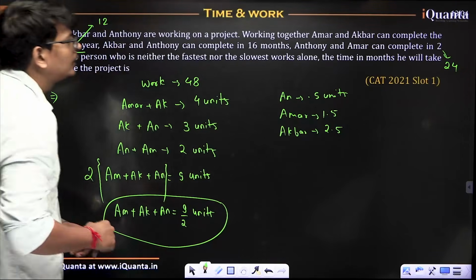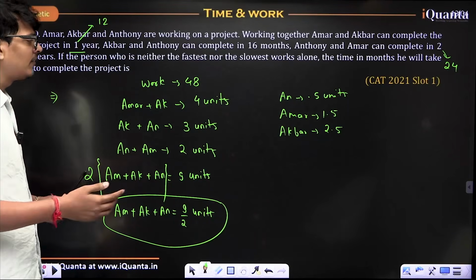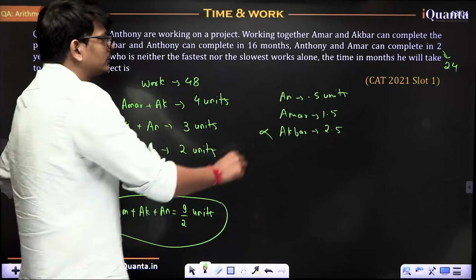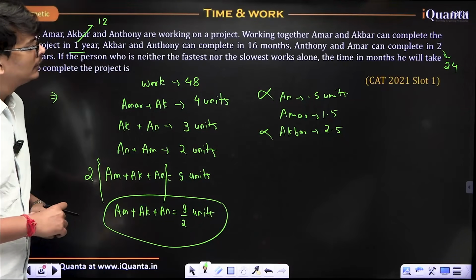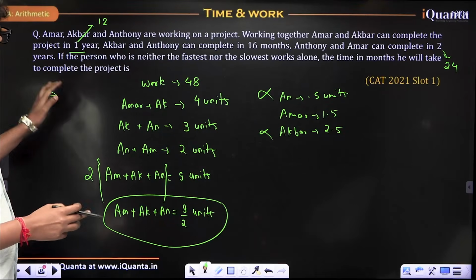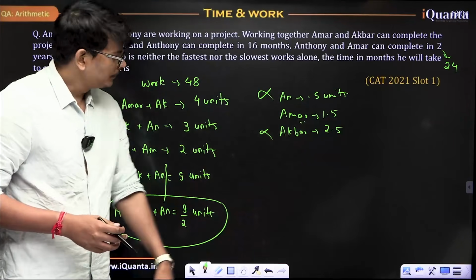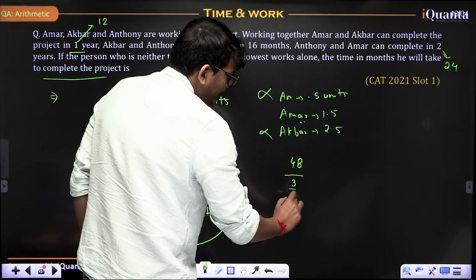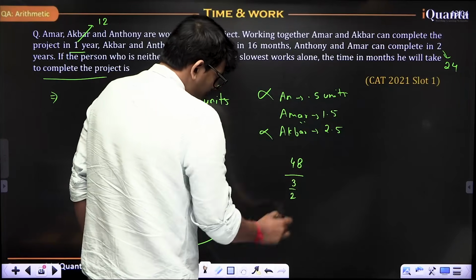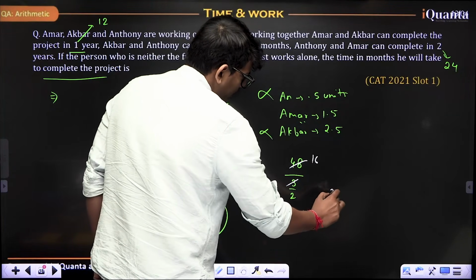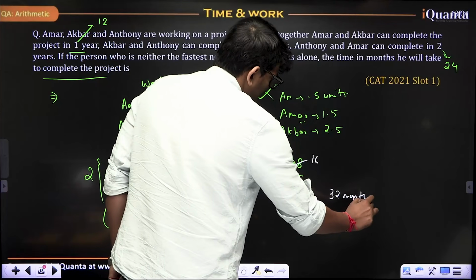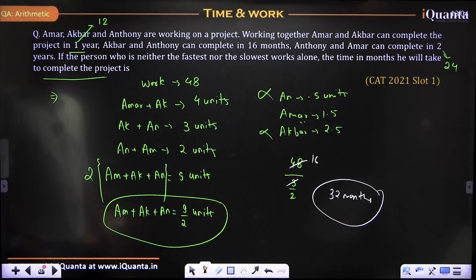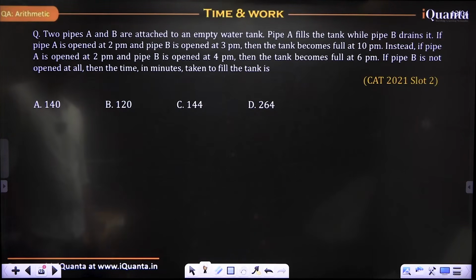Okay? Now, the person who is neither the fastest, because he is doing more work, nor the slowest, he is doing the least work. The time in months he will take to complete the project. So we have to solve for this. 48 divided by 1.5, or you can say 3/2. When you simplify this, you will get the answer as 32 months. So Amar will take 32 months to complete this work. Okay? Let's come to the next part, guys.